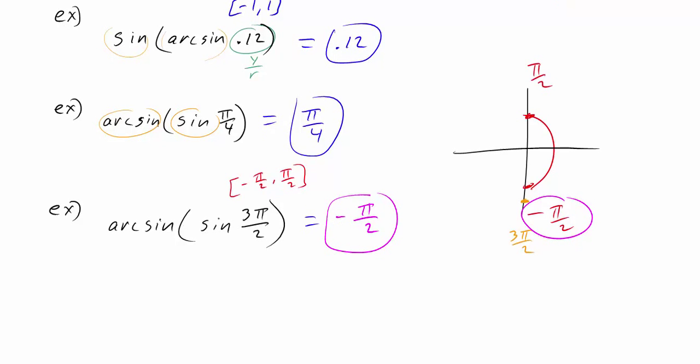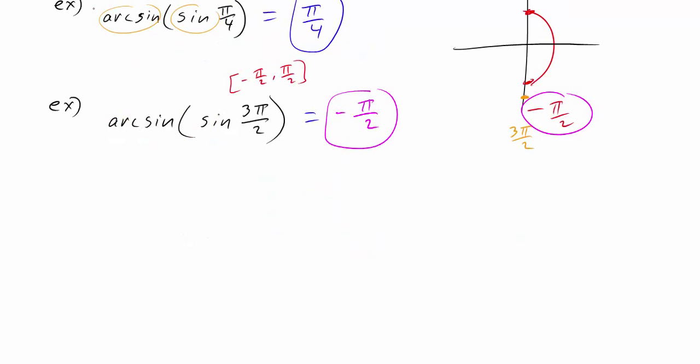Now, another way that we can calculate this is we can think of it this way. We can say, if we have the arc sine, what is the sine of 3 pi over 2? Well, we know the sine of 3 pi over 2. That means if we went here to 3 pi over 2, our coordinate would be (0, -1). And the sine function is y, so that means we would have the arc sine of negative 1. Well, what is the arc sine of negative 1?